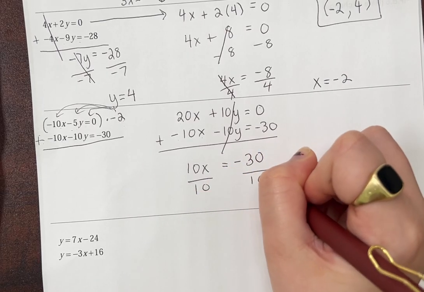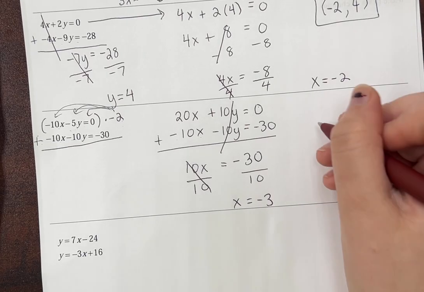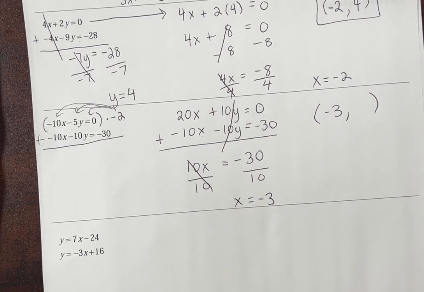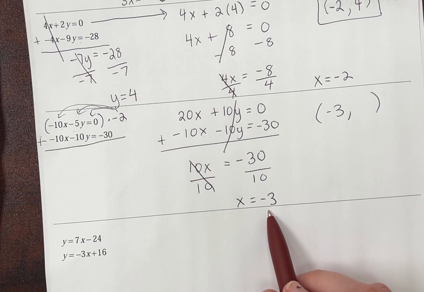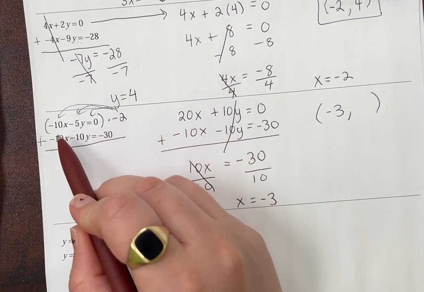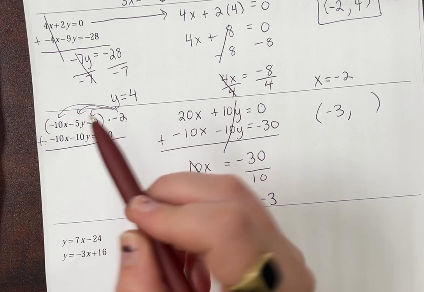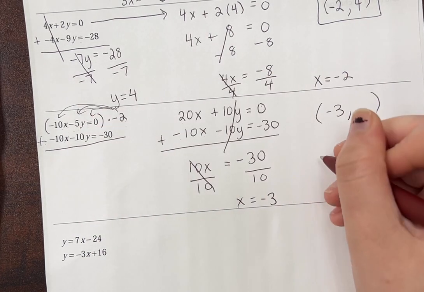Divide both sides by 10 to get that x by itself. We should be left with negative 3. Remember, that's part of our point. If you want full credit, you need to do the whole thing. You need to find y. So I can plug in my x to find my y. I can pick either one. I'm gonna pick this one. Doesn't really matter, you can pick either one, but I'm gonna pick the one with the 0 in it, makes it a little easier. So I'm gonna replace the x with a negative 3 this time.